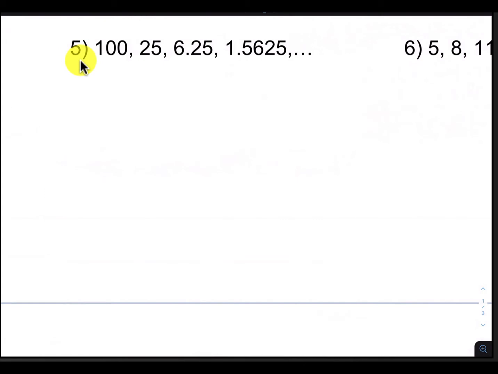All right, so for number 5, we need to determine if it's linear or exponential. So if it's linear, you're adding the same amount. If it's exponential, you're multiplying by the same amount. So let's figure out what's going on here between each number. First, let's explore the linear option. So you would take the second number of 25 minus the first number of 100. 25 minus 100 is negative 75.